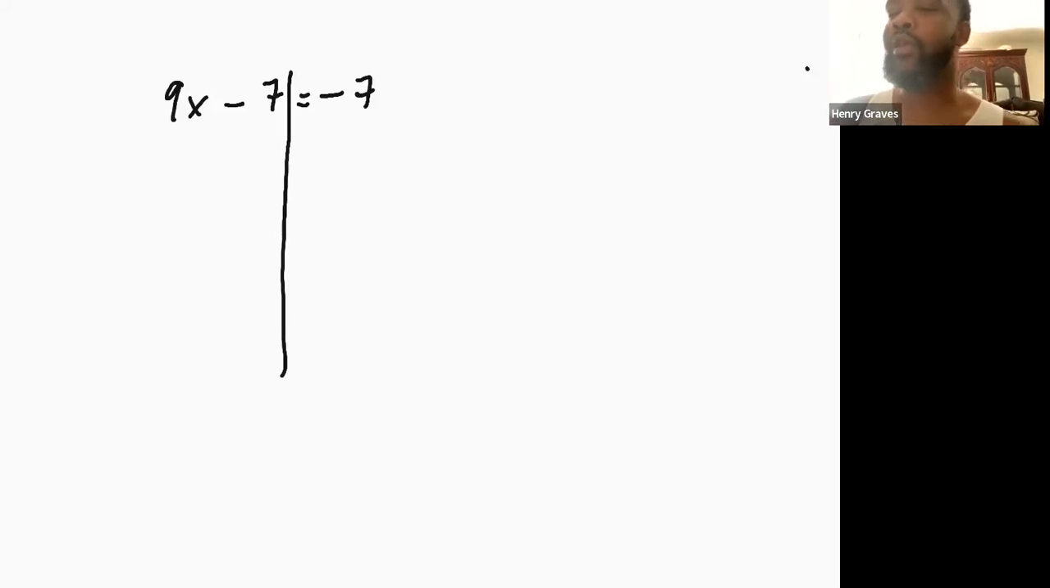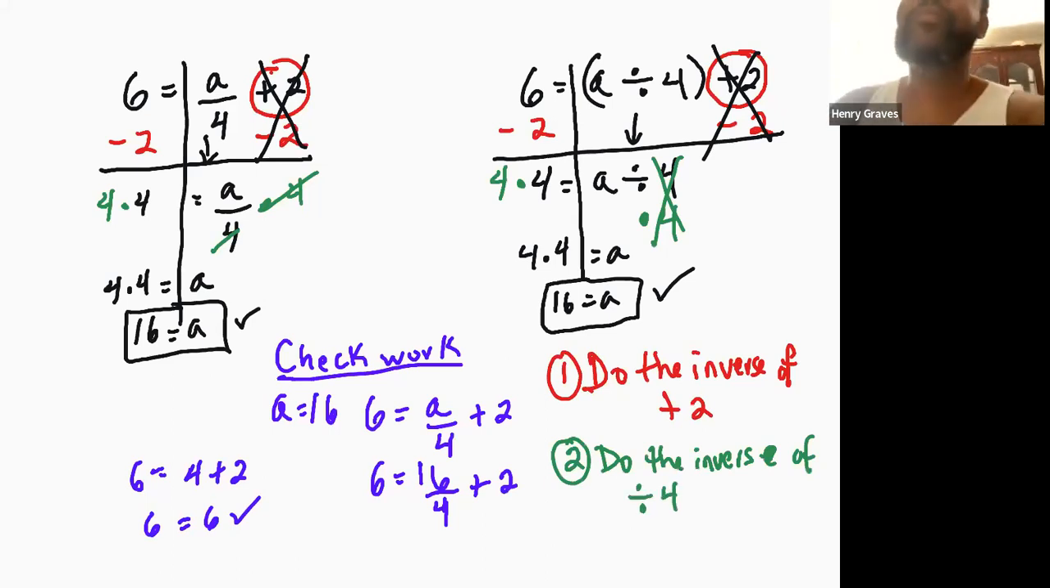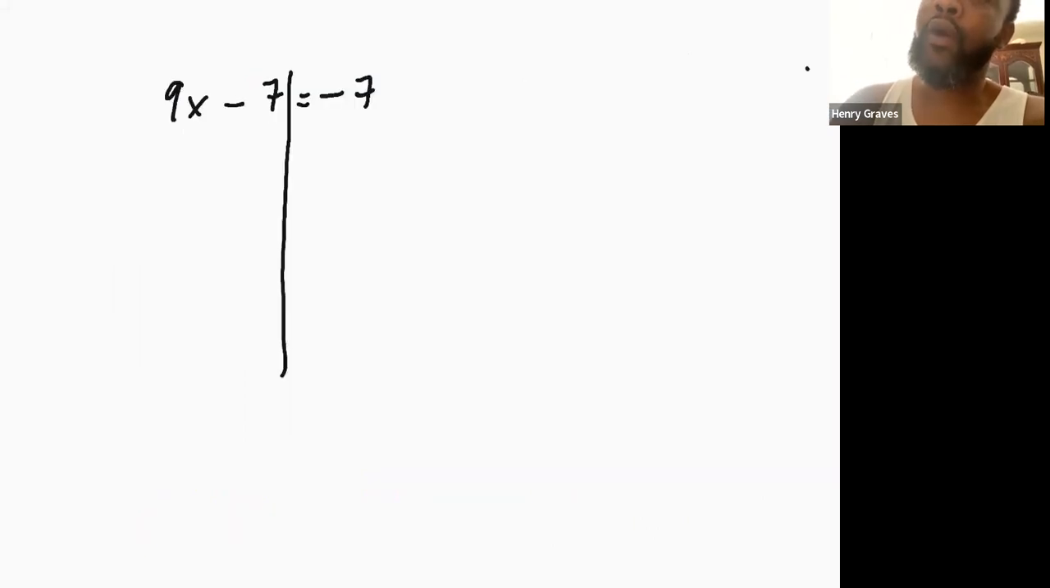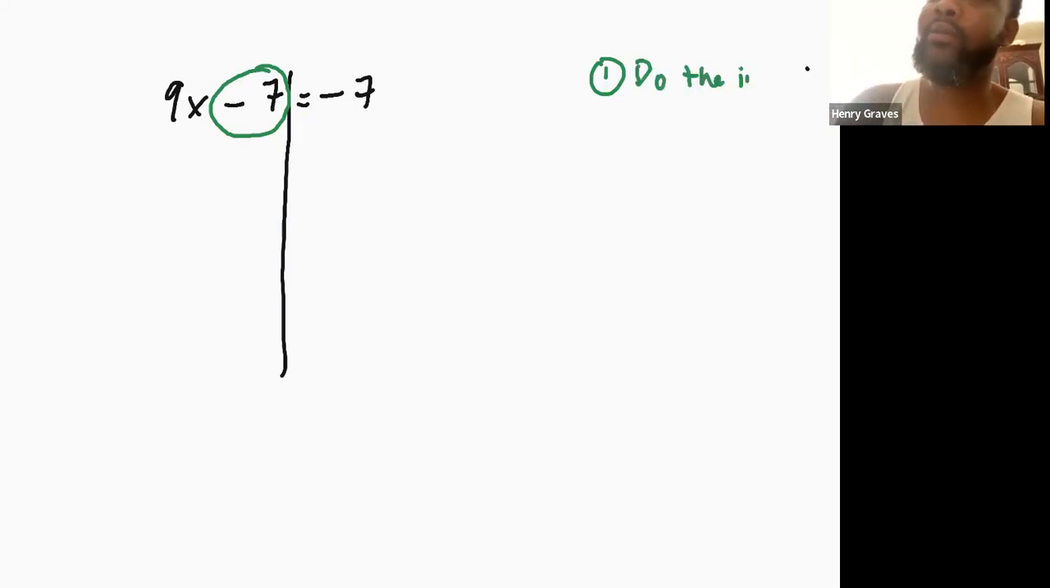So my second step in green was I ended up multiplying both sides by 4. So I did the inverse of dividing by 4, which just means I multiplied both sides by 4. Okay, so on this one, I'm going to do the operation here of minus 7. So the first step is I'm going to do the inverse of minus 7, which means I'm going to add 7 to both sides.